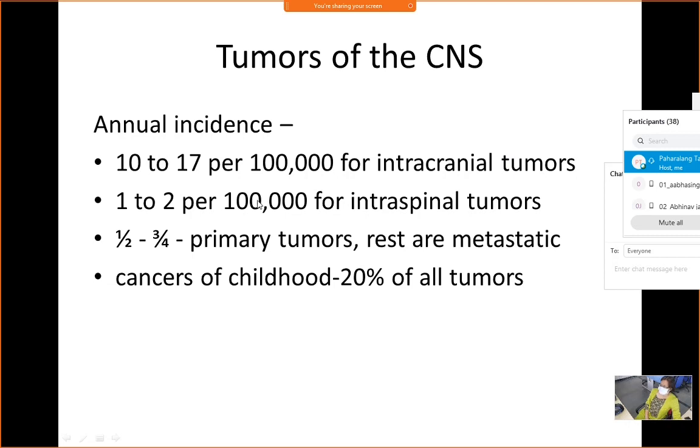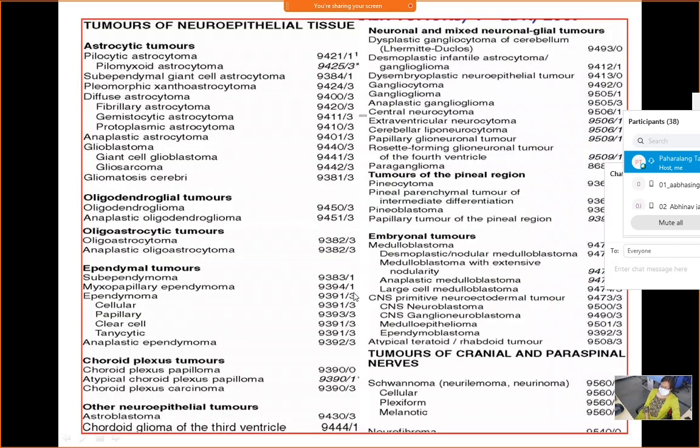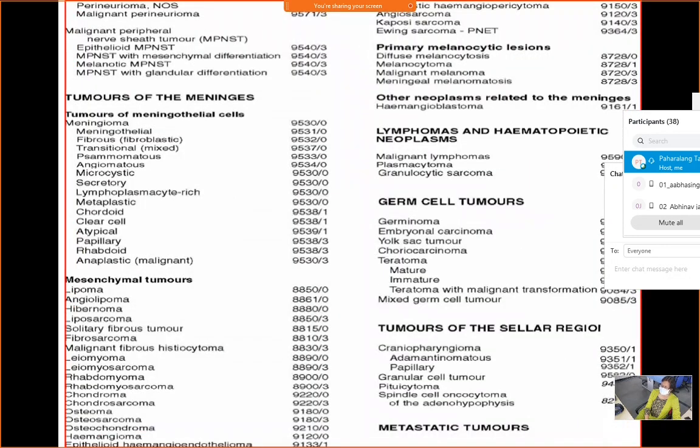The annual incidence is 10 to 17 per lakh for intracranial tumors, 1 to 2 per lakh for intraspinal, and the rest are primary tumors. In old age, it's mostly metastatic tumors of the brain, and many children do suffer from CNS tumors. There is a huge classification of CNS tumors which you do not need to know about, okay?